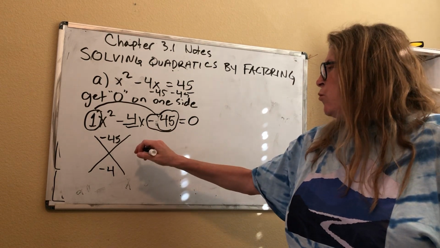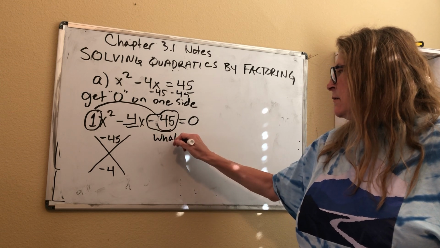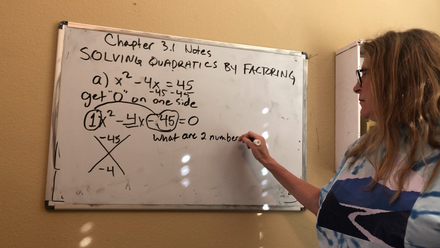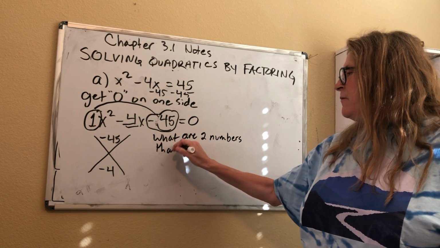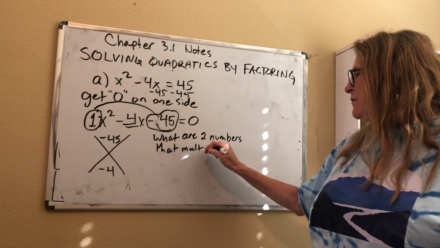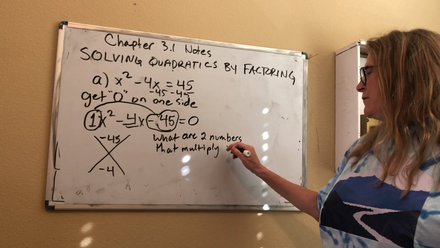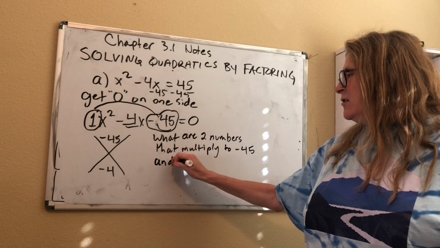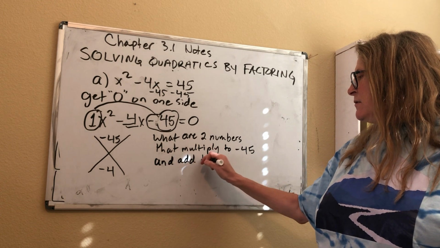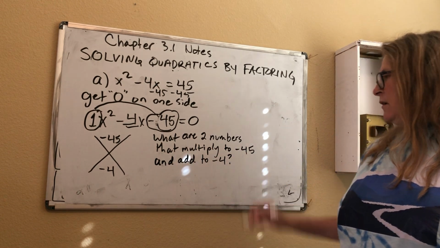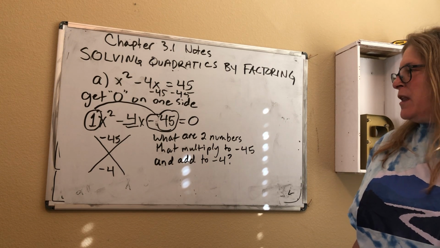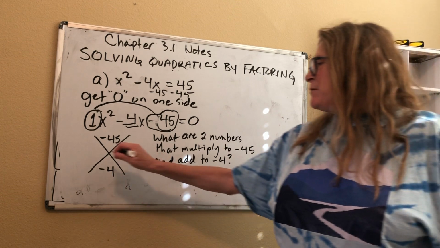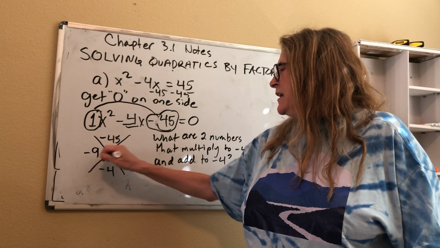And I'm going to ask, what are two numbers that multiply to the top value, which is negative 45, and add to the bottom value? What are two numbers that multiply to negative 45 and add to negative 4? Well, perhaps you've noticed already, negative 9 and 5.